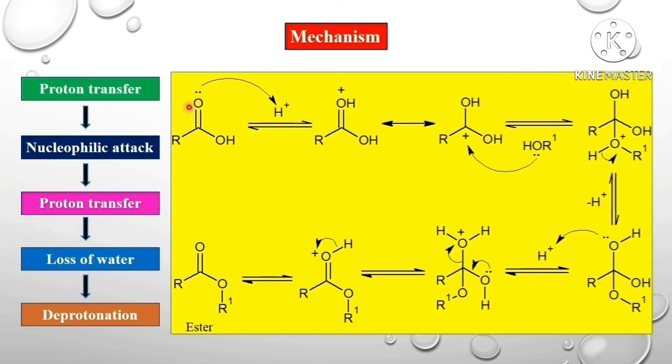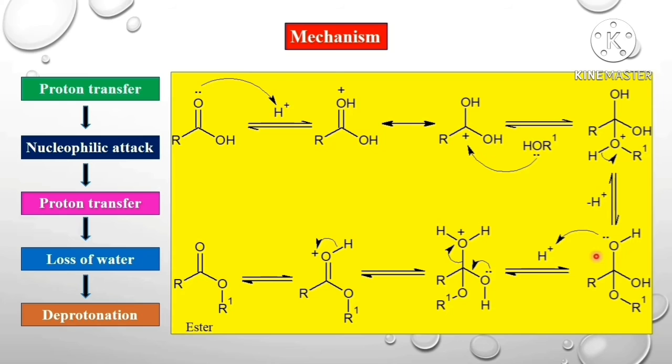Firstly, the carbonyl oxygen of this carboxylic acid picks up a proton from the acid molecule and gains a partial positive charge, and thus increases its electrophilicity. Now this carbonyl carbon is attacked by the nucleophilic oxygen of this alcohol molecule and forms a new carbon-oxygen bond. Now this intermediate loses a proton and is converted to this compound.